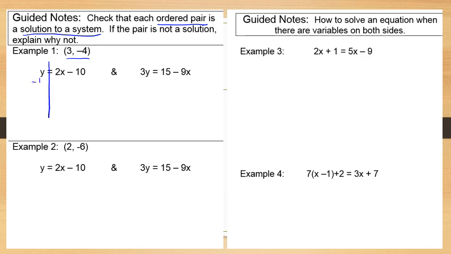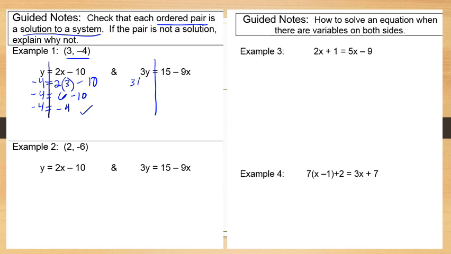So in this case, I'm going to say -4 equals 2 times 3 minus 10. So I have -4 equals 6 minus 10, -4 equals -4. So I can tell that that point does work for the first equation here, and now I'm going to check and see that it works in the second.